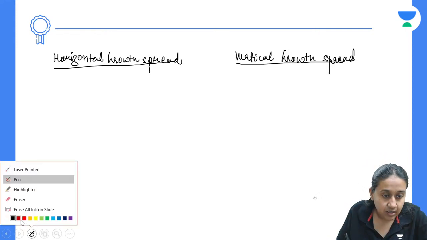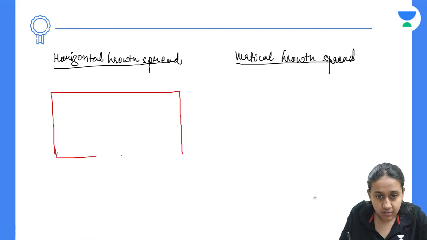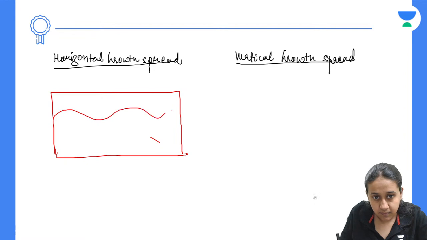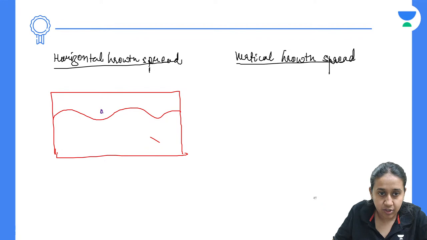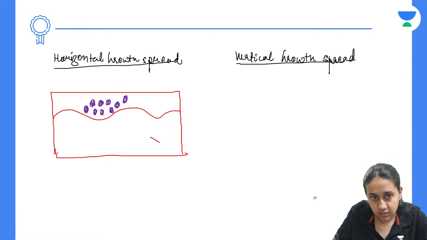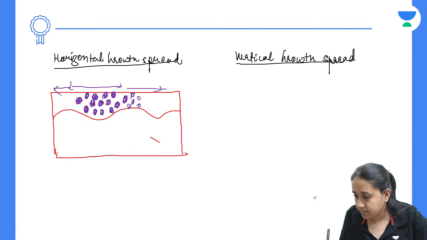The horizontal growth spread means, if this is your skin, the melanoma cells first proliferate within the epidermis, like this, and then they spread in a horizontal direction.